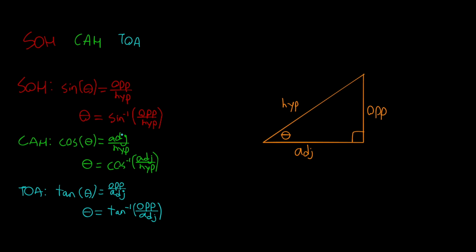So, if we know the opposite and the hypotenuse, but we don't know what the angle is, we can use the inverse sine to solve for that. The same logic is true for cosine and tangents, where with cosine, you know the adjacent and the hypotenuse, and with tangents, you know the opposite and the adjacent.